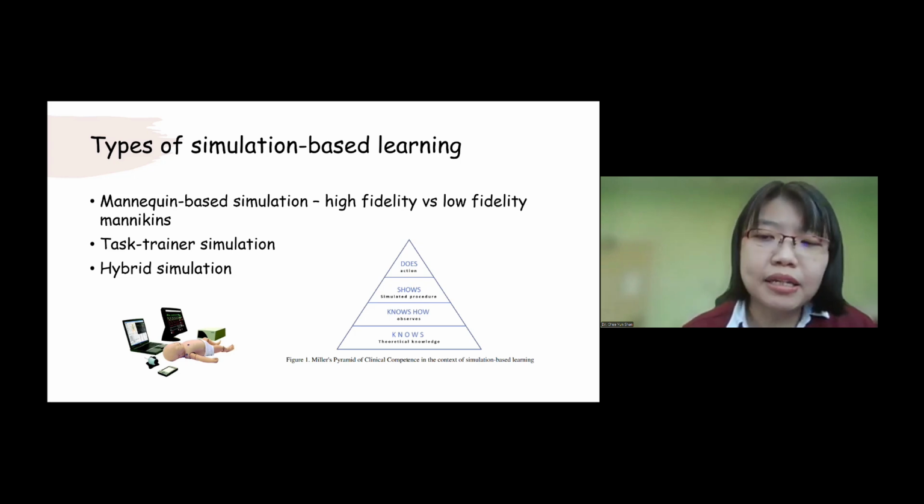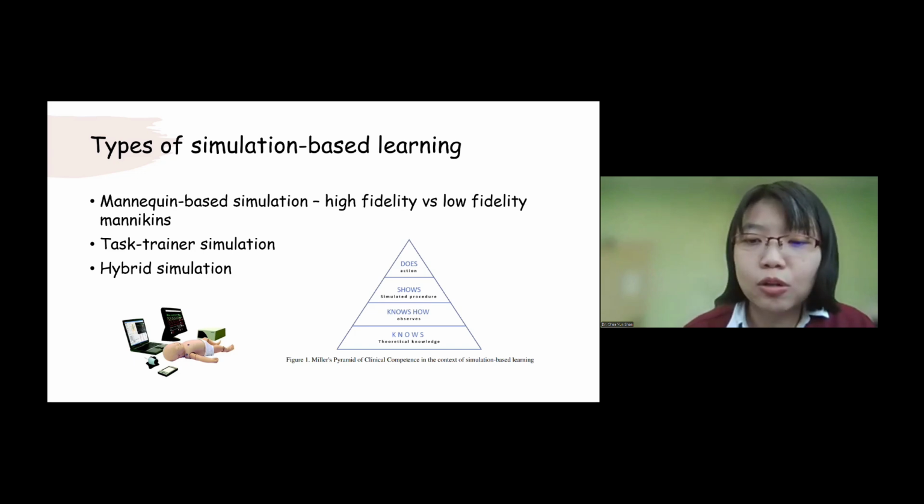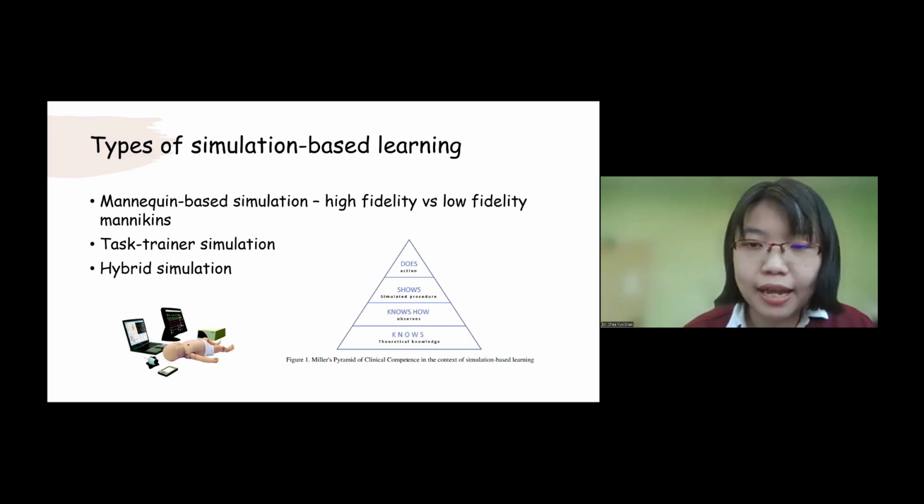Low fidelity mannequins, on the other hand, have limited interactivity, and they are often used for isolated task training purposes. For example, skill training in IV line insertion, intubation, and suturing. And the other types of simulation are task trainer simulation, focusing on task or skill training, and hybrid simulation, which is a simulation involving multidisciplinary teams, such as a major trauma simulation.